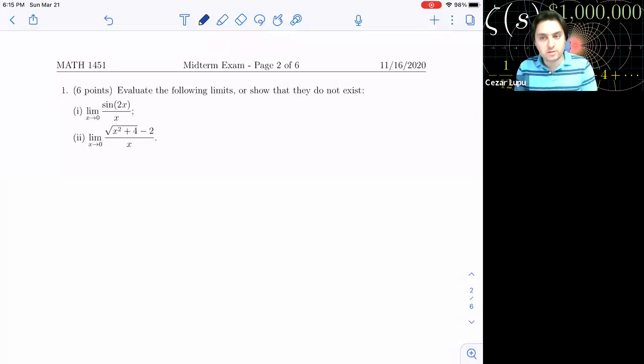So the first question reads as follows. Like I said, it is worth 6 points. Right, it's 6% of your final grade, wow. Evaluate the following limits or show that they do not exist. The first one is the limit as x approaches 0 of sine of 2x over x. The second one is the limit as x approaches 0 of the square root of x squared plus 4, minus 2, everything over x. Think about this problem for a bit, and then we'll discuss.